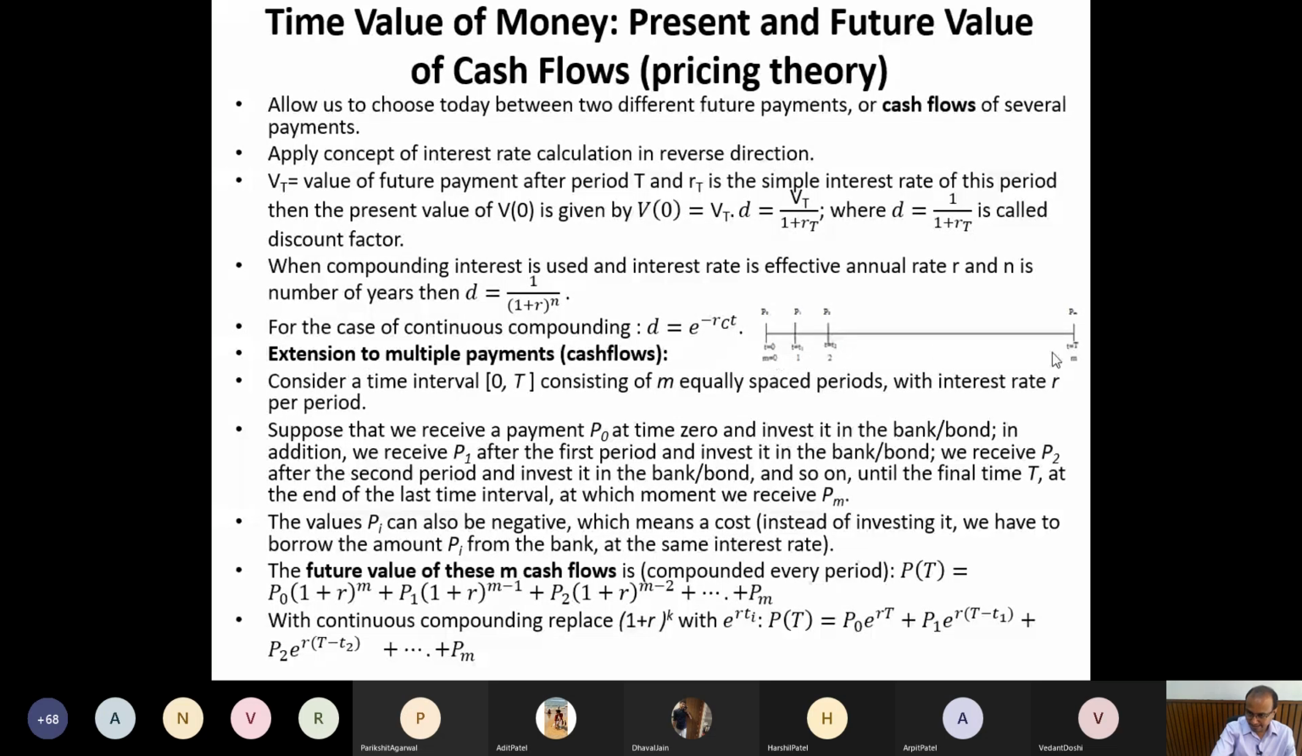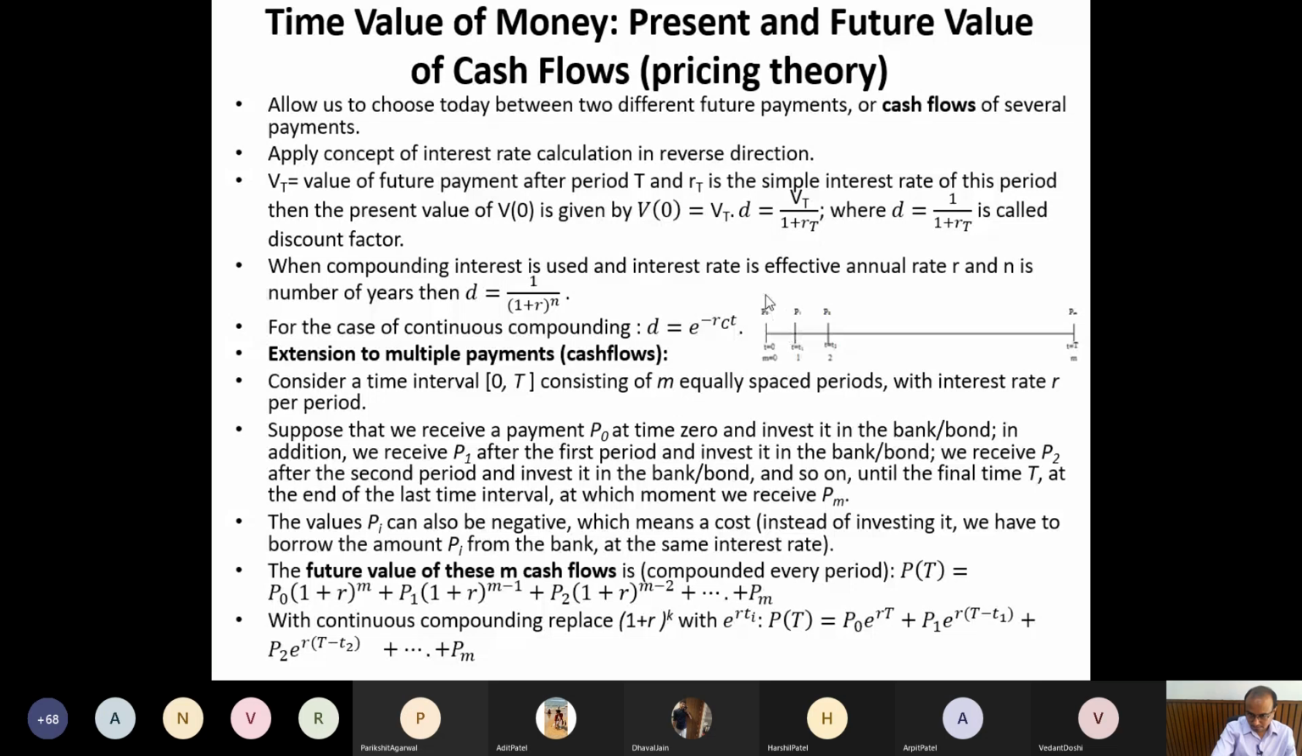Because this is a discrete case, instead of dealing with the exact time value, let me designate an index, say small m equal to 0, 1, 2 up to some m, which depends on the length of this period. For each period, say 0 to t1, t1 to t2, the interest rate remains the same, and the interest rate is R per period. The period may be a year, a month, a week, 6 months, or 4 months. That depends on the specification. So R is the interest rate per period.